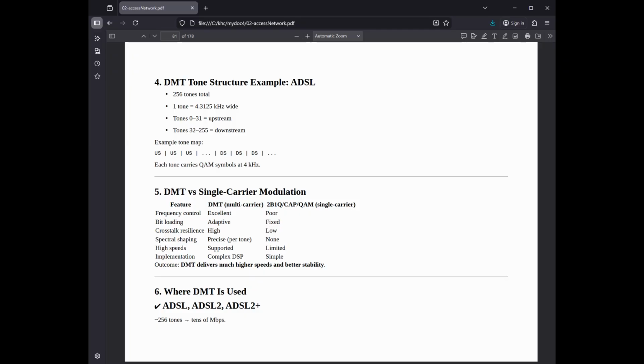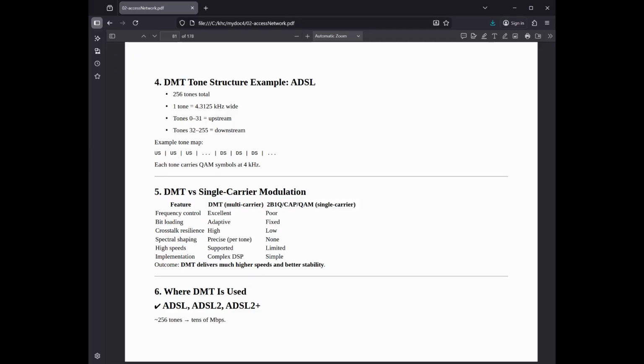Overlap versus non-overlap spectrum. There are 2 ways the DMT structure handles the border between upstream and downstream. 1. FDD, frequency division duplexing. This is the standard non-overlap method described in the table above. Tones 7 to 31 are purely for upload, and 33 to 255 are purely for download. It is simpler and reduces interference.